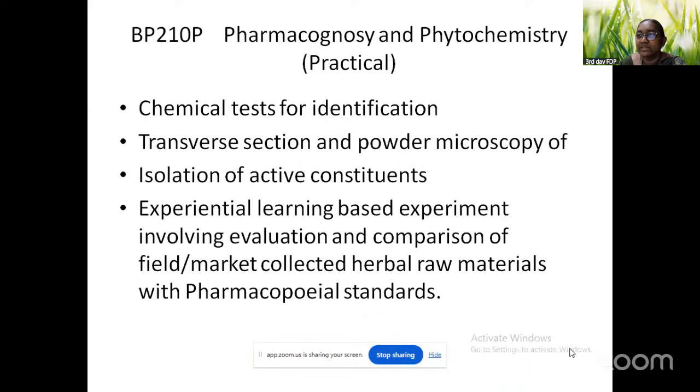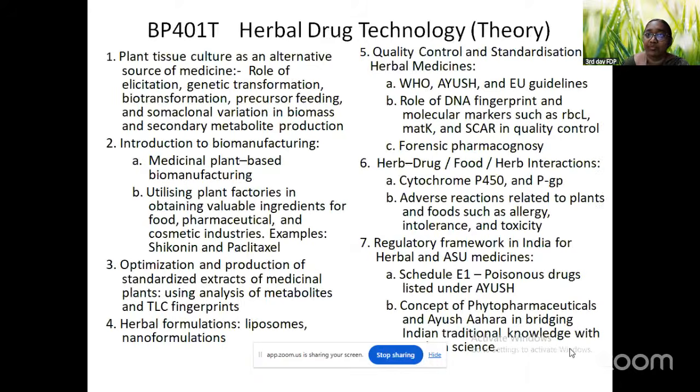In the second semester, the second subject is the practical. He has included, as usual, the chemical identification tests for the identification of crude drugs, transverse sections and powder microscopy, isolation of active ingredients, and the additional topic being added is experiential learning-based experiments involving the evaluation and comparison of field and marketed herbal raw materials. So these are the newly added ones in the second subject practical in the second semester.